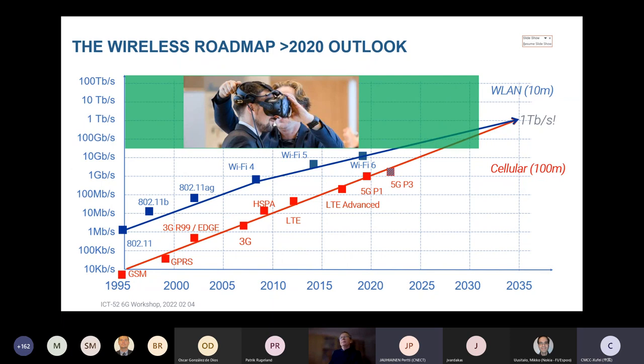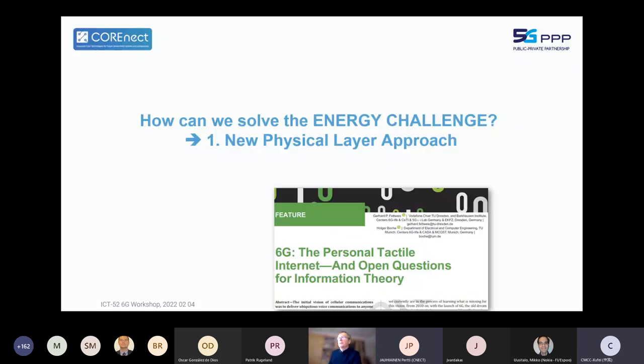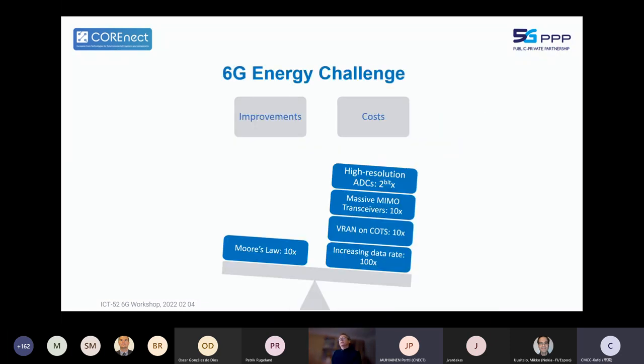And I will talk a little bit about some content of a paper that Holger Boch and I wrote. And you can read more about that in that paper. So if we have a look at it now, the energy challenge is obviously big.